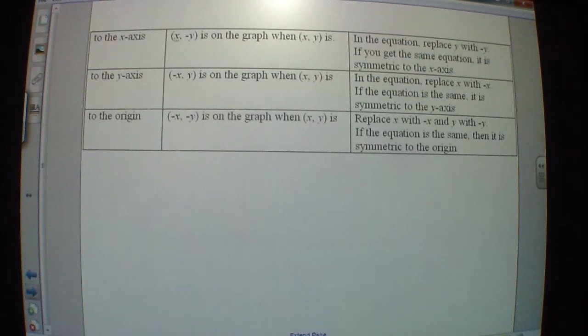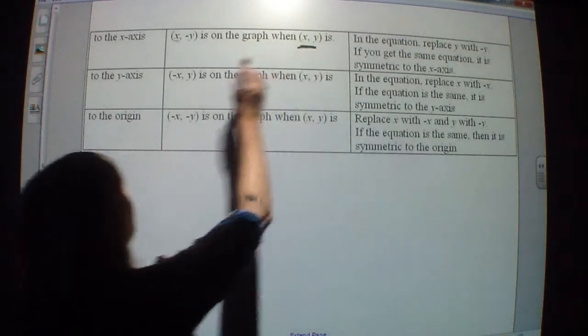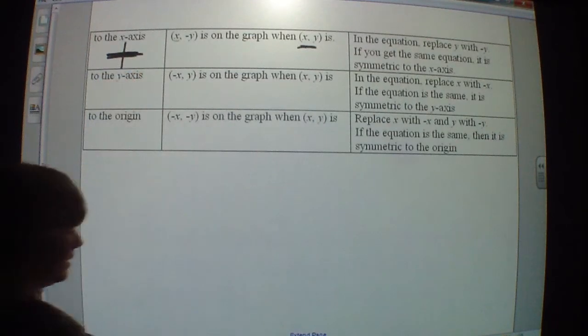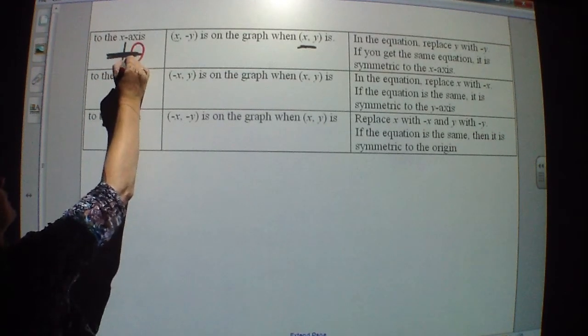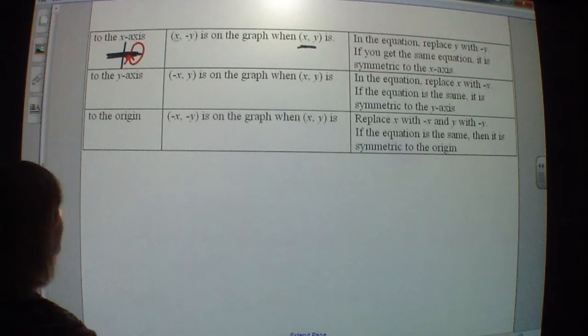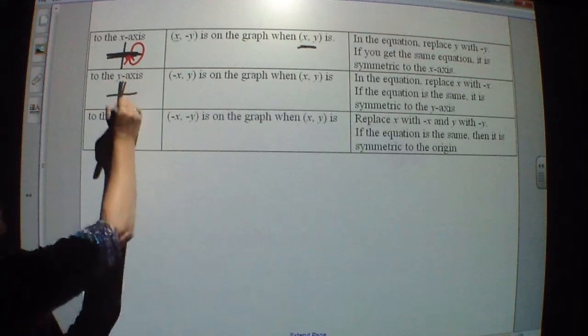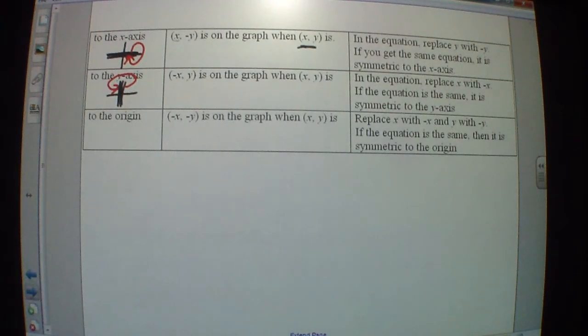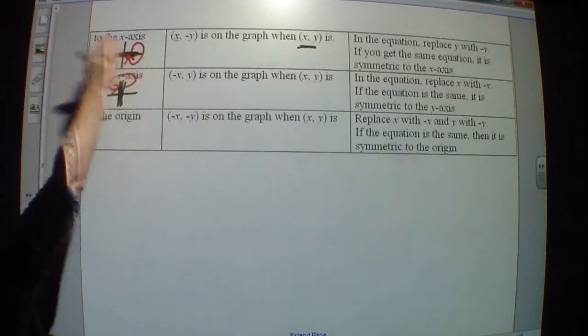So for every x, y, if it has symmetry with respect to the x-axis, there is an x, negative y. Meaning top will reflect to the bottom, bottom will reflect to the top. So for every xy, there's an x negative y. It has symmetry with respect to the y-axis. That means right and left sides will mirror each other. So for every xy, there's a negative x, y.